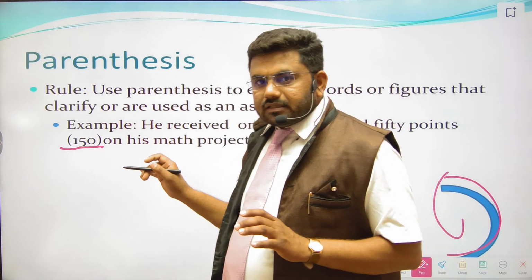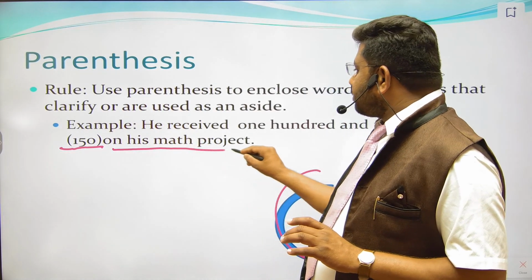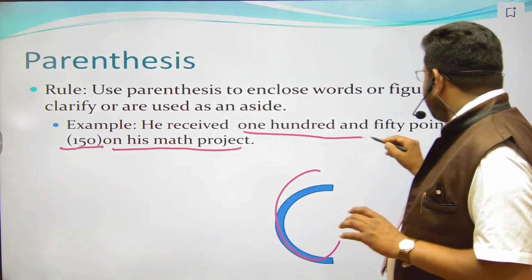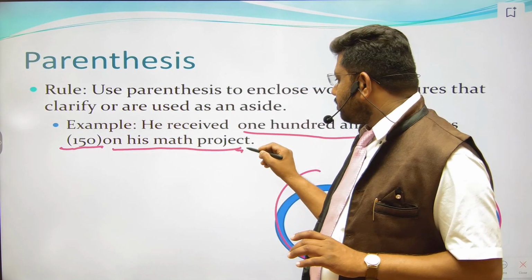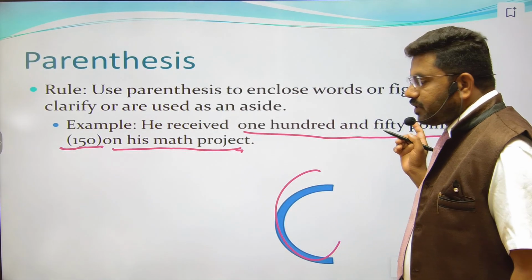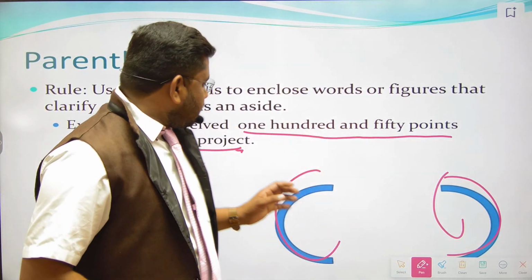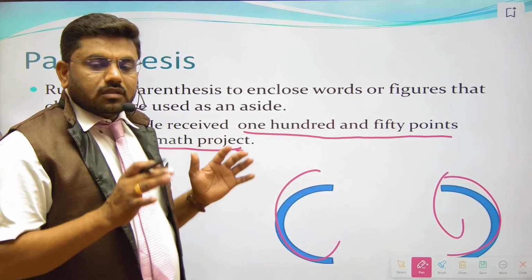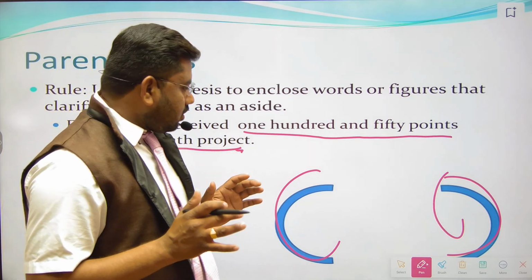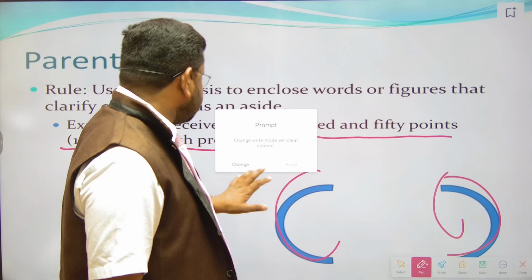called parenthesis. And on his math project he received 150 points. On his maths project, 150 points, we have used parenthesis to write that number. In this way we can use this bracket or parenthesis in English when we write it.